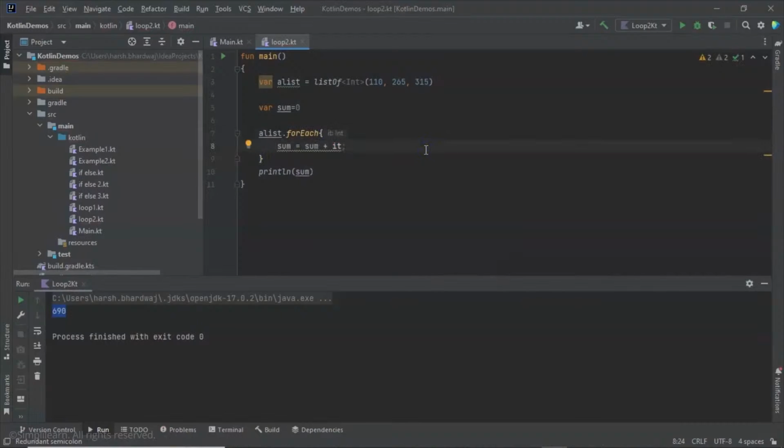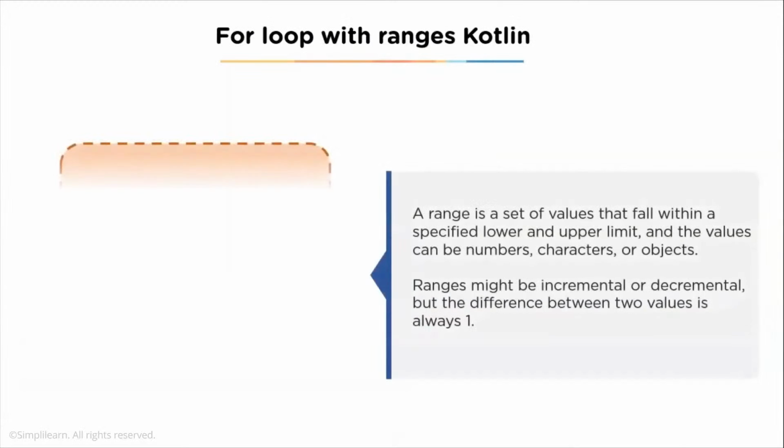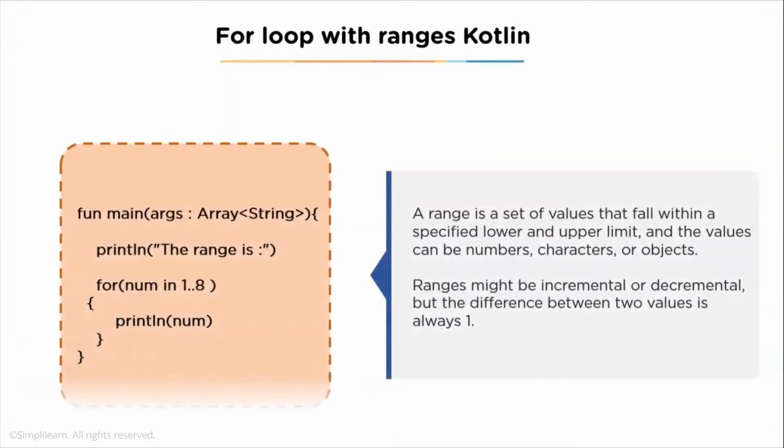Now let's move on to the next loop, which is the for loop with ranges. A range is a set of values that fall within a specified lower and upper limit, and the values can be numbers, characters, or objects. Ranges might be incremental or decremental, but the difference between two values is always 1. As we can see in the example, inside the for loop num in 1 to 8, here dot dot is the operator, it means all the numbers from 1 to 8 range will be printed.